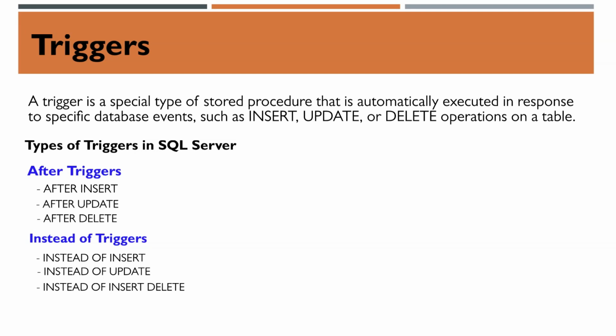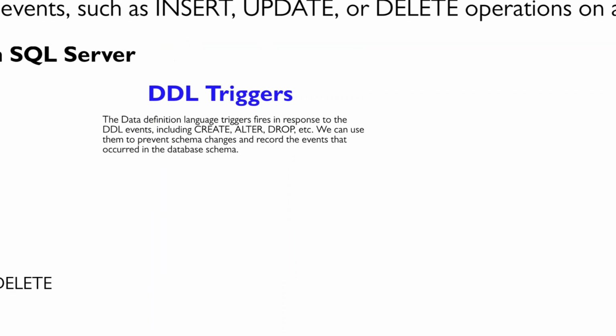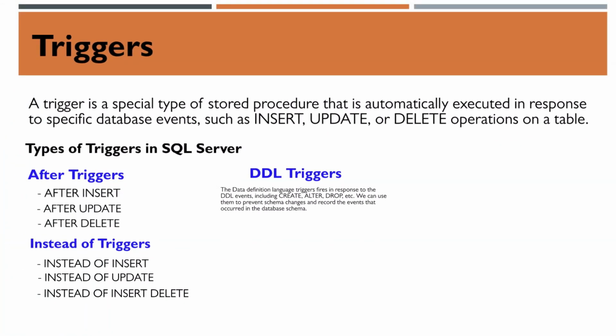Another type of trigger that you have is the data definition language triggers, right? These triggers are fired in response to DDL events, including create, drop, alter, etc. We can use them to prevent schema changes and record the events that occurred in the database schema. An example of this trigger could be a situation where it gives you a warning before you drop a table. So this is protecting you from accidentally dropping a table.